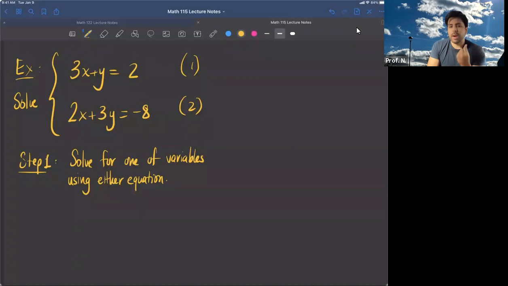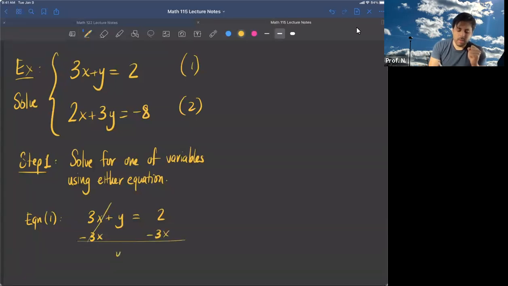And so Jalen, you say y. Why do you say y? Because if I use equation 1, it's easier because there's only one y. That's right. And so to get y by itself or isolated, I only have to do one step. I literally only have to subtract 3x on both sides. So y equals negative 3x plus 2.